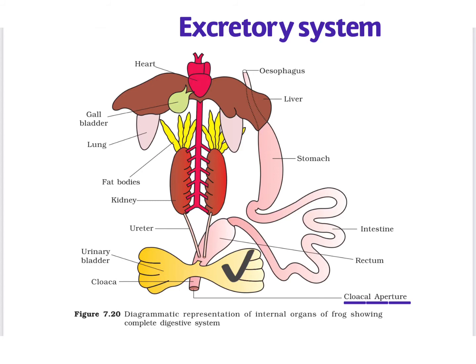and this is the urinary bladder which is also opening into the cloaca, and then the urine which is collected here in the urinary bladder is thrown out through the cloacal aperture. So in this way all these structures are present in the excretory system. The other structures are not considered here.